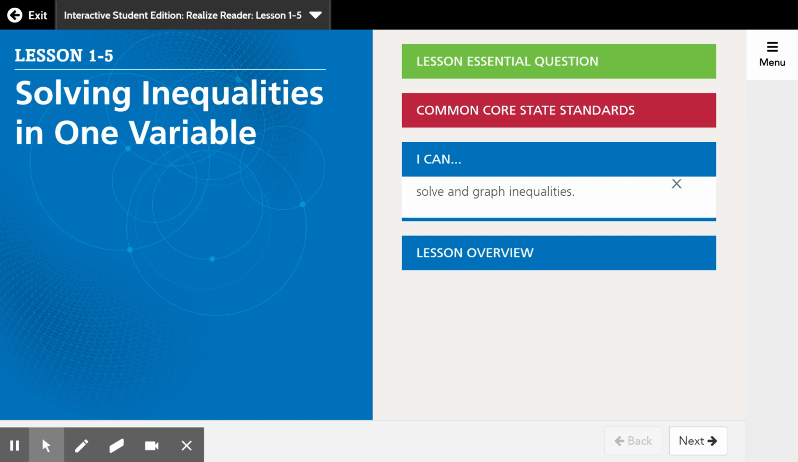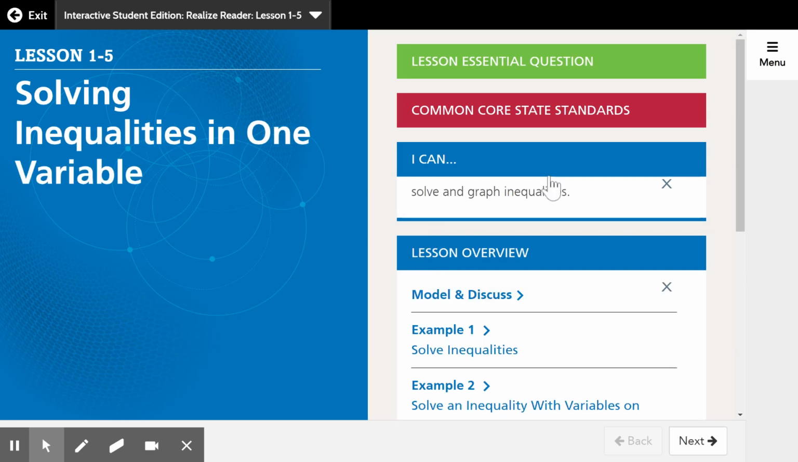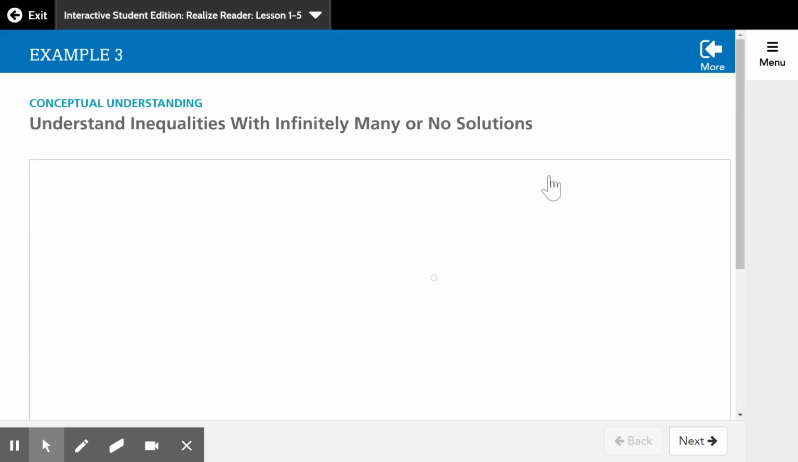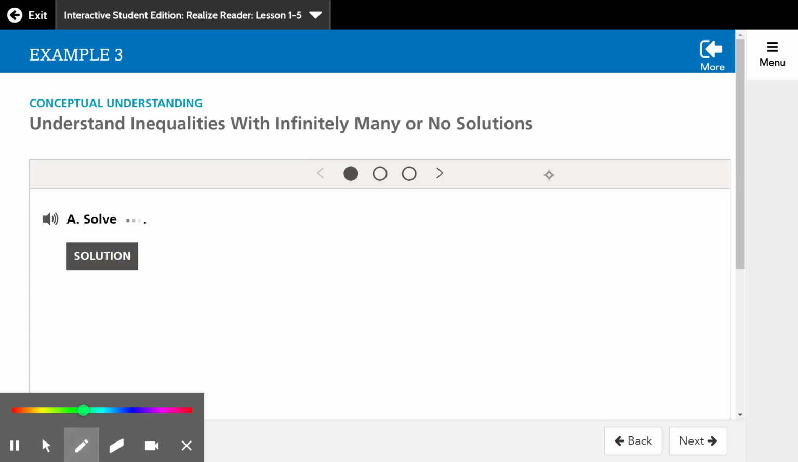You're going to notice that it's very similar to solving an equation, but this time it will be with inequalities. So example 3 is the one that we're going to go over: understand inequalities with infinitely many or no solutions. So in example 3, it's a regular inequality. So I'm going to rewrite it on the side.